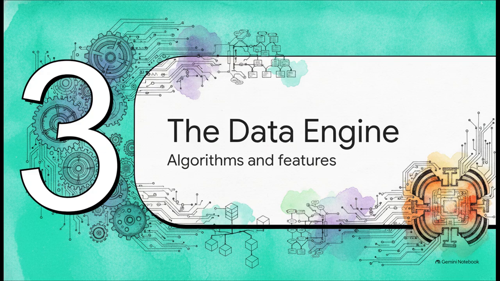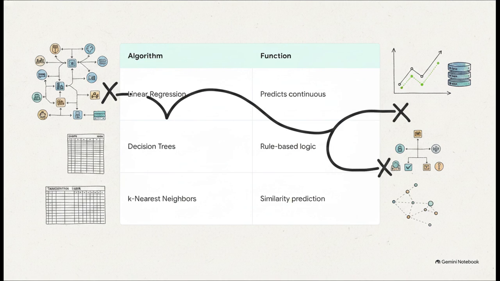Section 3. Understanding the data engine, the algorithms and features driving AI logic. Once we know how we want to train, we need to pick the specific algorithm doing the heavy lifting. Because there is no free lunch in machine learning, you have to carefully select the right algorithm for your specific data type. It's kind of like picking the right database schema. You wouldn't use a graph database for a simple transactional ledger, right? Same here. You wouldn't use a decision tree when a linear regression is perfectly suited to predict continuous server load.